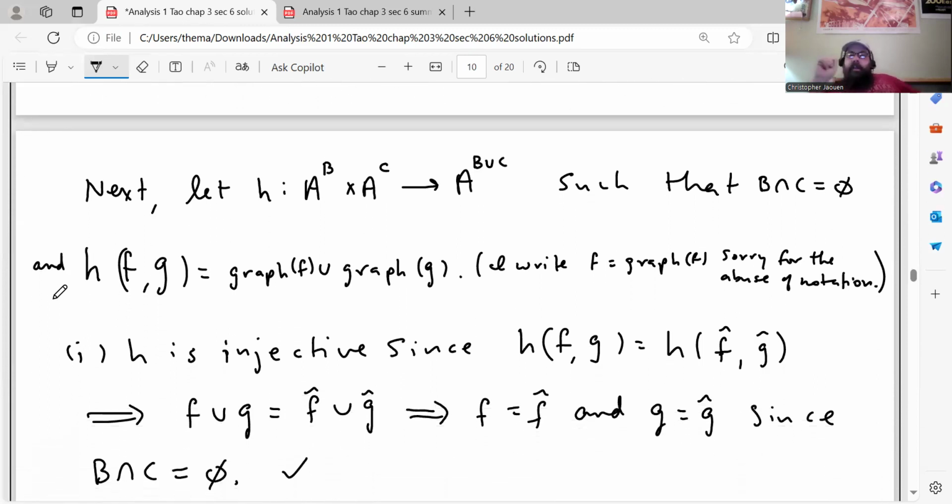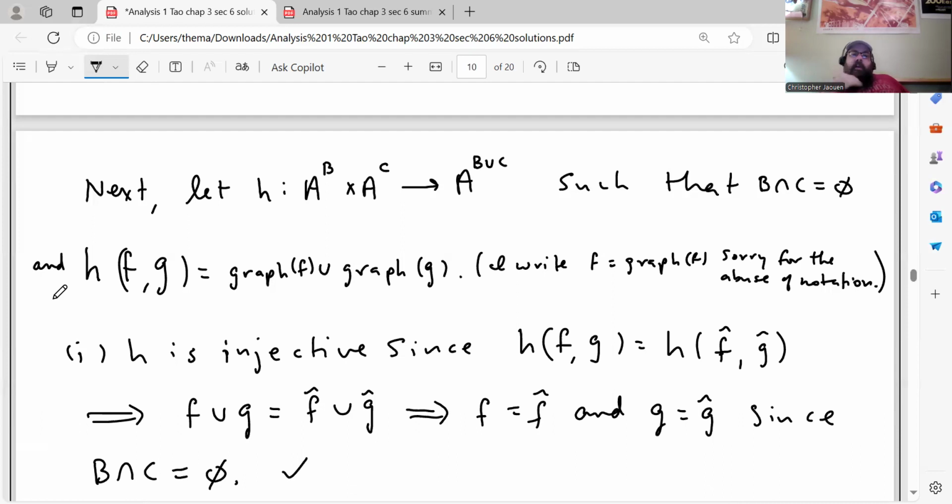The only thing you have to be careful about here, because he doesn't say this explicitly when he states the problem, is that in order for this to work, you need B intersect C to be empty, or in other words, you need B and C to be disjoint sets. But if they are, then it works. So here I'm just doing a similar type of proof.